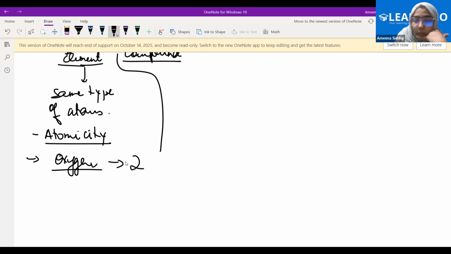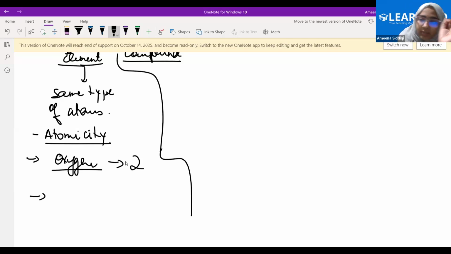Two. Therefore, what kind of element is it? Diatomic. You are telling me the chemical composition of water, bache. Pay attention. So oxygen is a diatomic molecule.